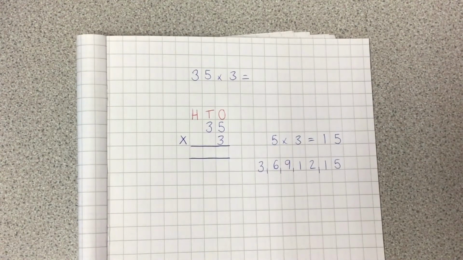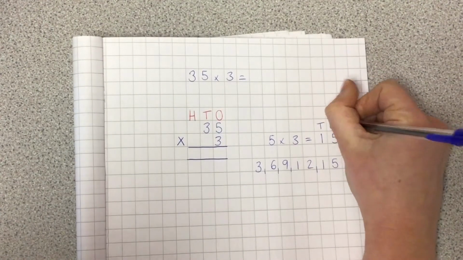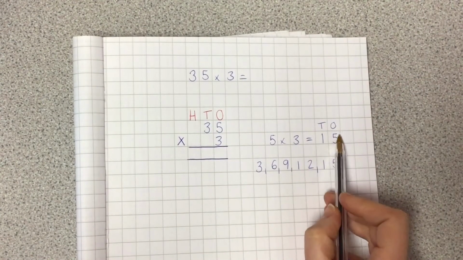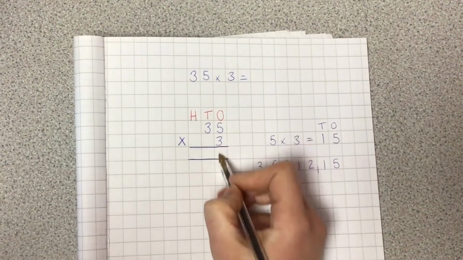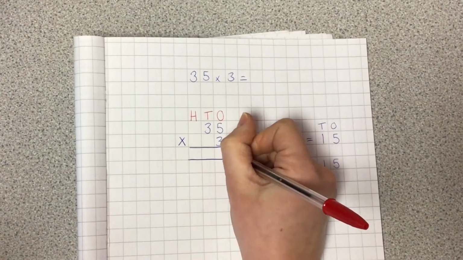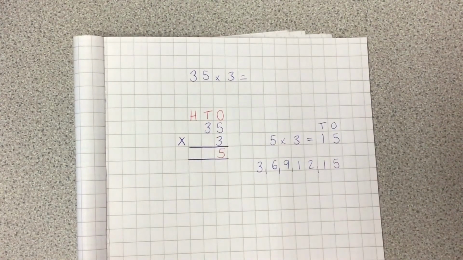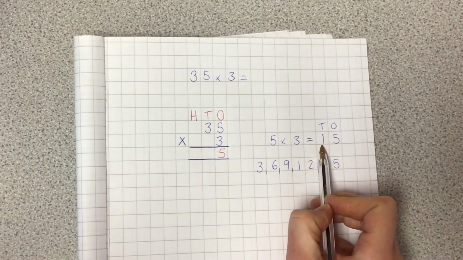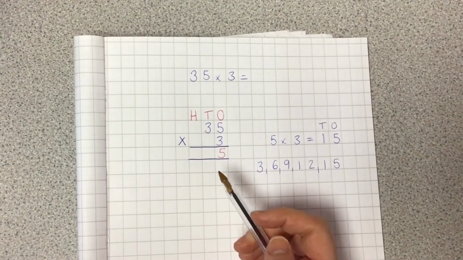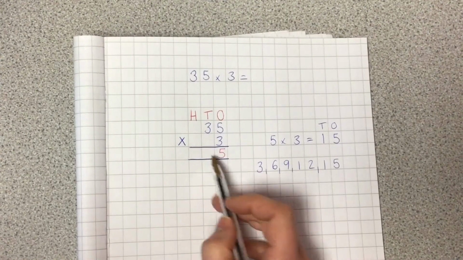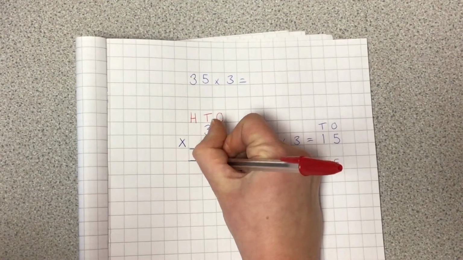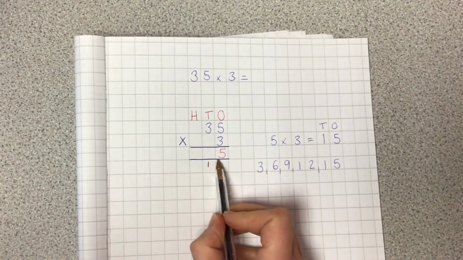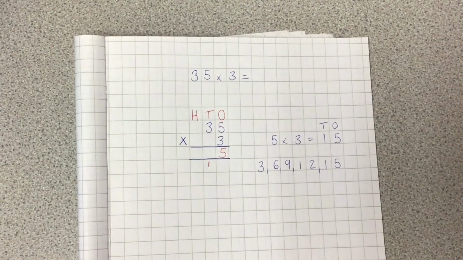Now 15 is a 2-digit number made up of tens and ones. So the 5, which is found in the ones column, can go straight into our answer box in the ones column. So 5 needs to be written here. Now the 10 needs to be carried over to the tens, ready for when we add it for our next multiplication. So I'm going to write that 10 underneath with a 1 in the tens column, but underneath the answer box. Okay, so now we're ready for the next step.